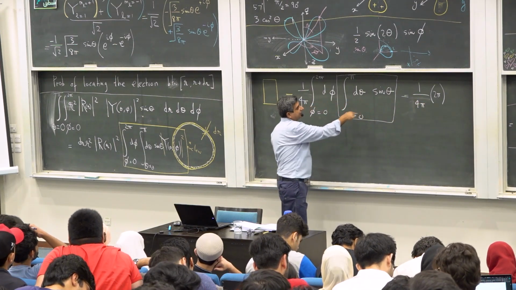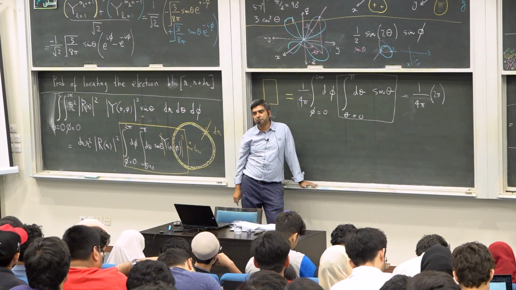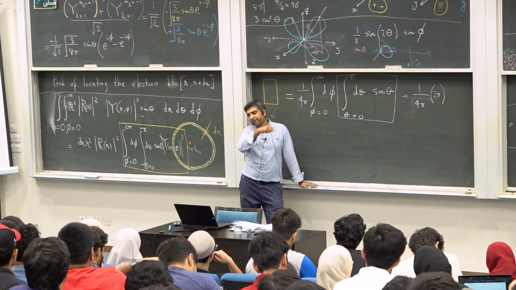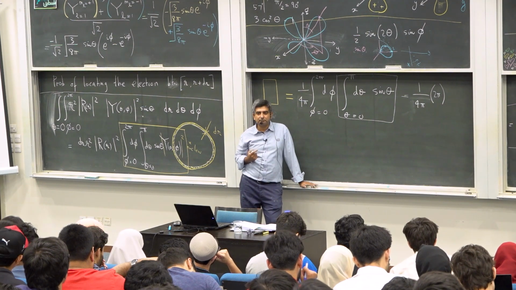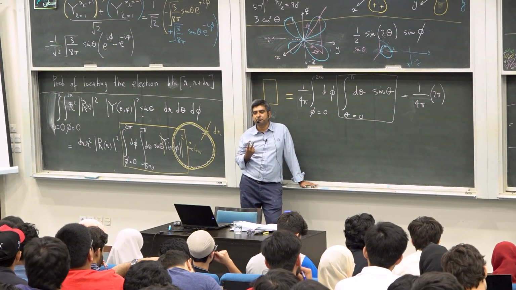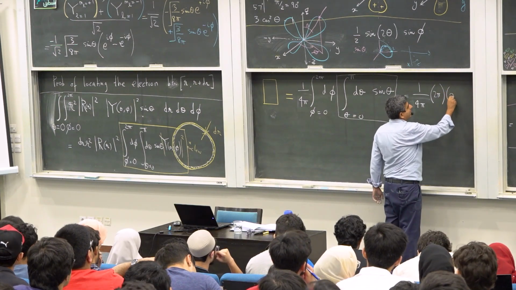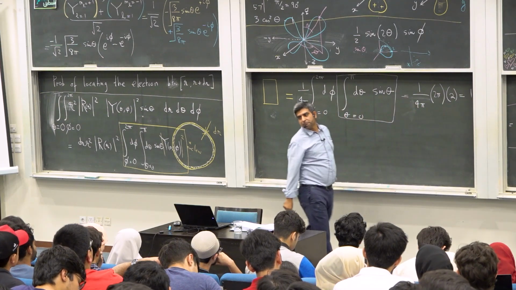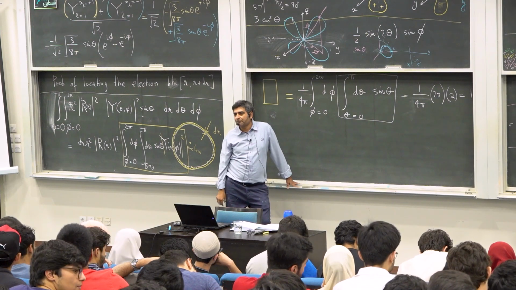So what is this integral equal to? What is the integral of sine theta? Minus cosine theta. With these limits, what does it become? Come on. 2 plus 2. Right? So this is 2. The answer is 1. All right?